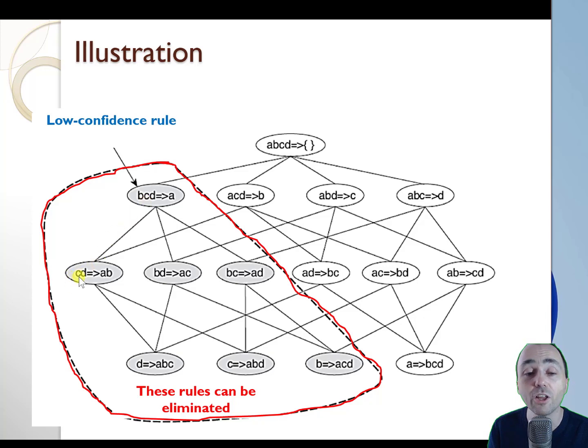Then if I take another item like C here and move it to the right, the other rule will also have a lower confidence. So this is the idea. For any rules like this, if you take an item on the left and move it to the right, the confidence will be lower or equal. So if we know this rule does not have enough confidence, we can eliminate all the rules here. This is the property that we use in association rule mining to reduce the search space of rules.